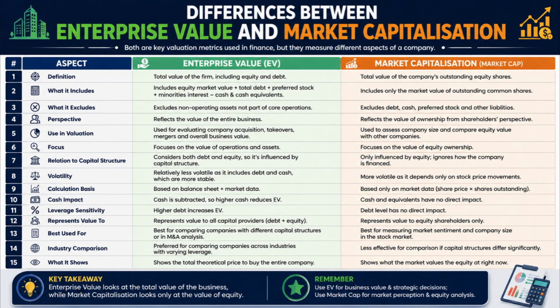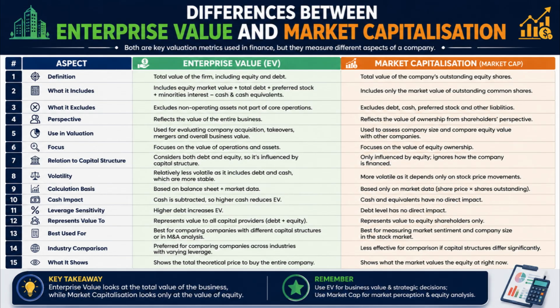Market capitalization focuses only on a company's equity value, whereas enterprise value provides a more comprehensive view by including debt and cash. Let's explore the major differences between them. Number 1. Enterprise value represents the total value of a company including debt and equity, whereas market capitalization represents only the value of a company's outstanding shares.